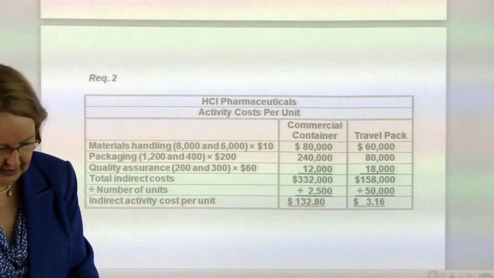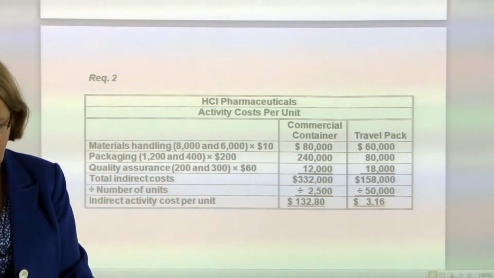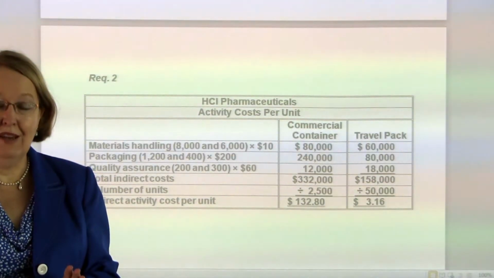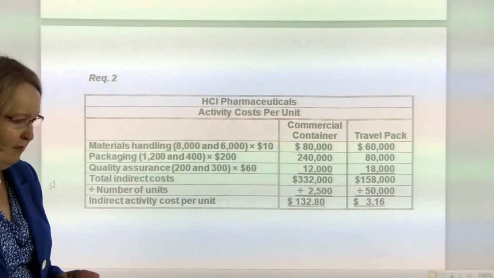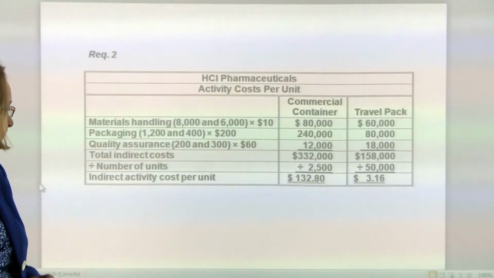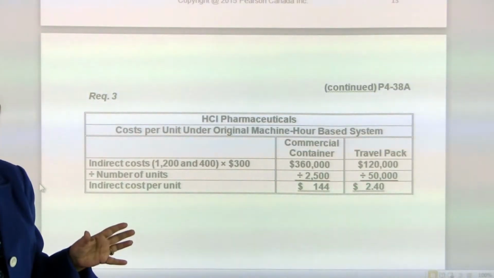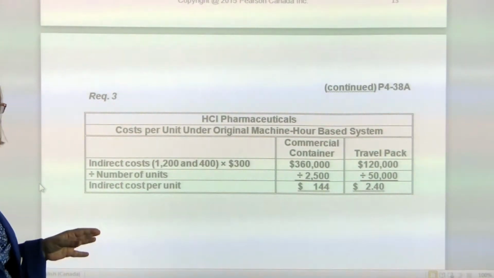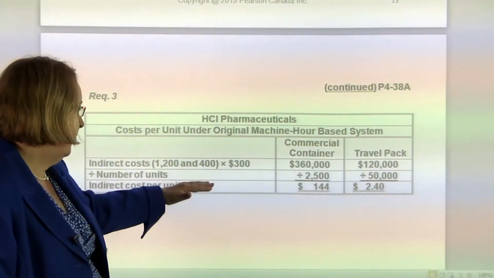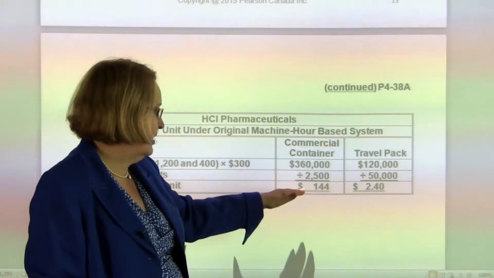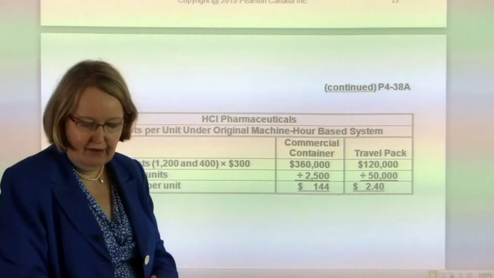So requirement 3 is asking us to look at if we had used just one overhead rate rather than activity-based costing, what would the cost have been per unit? So it's always important to compare. So instead of breaking it down into the activities, what we're doing is taking all of the indirect costs, your 360 and your 120, divided by the number of units. You come up with an indirect cost per unit of $144 for commercial and $2.40 for the travel pack.